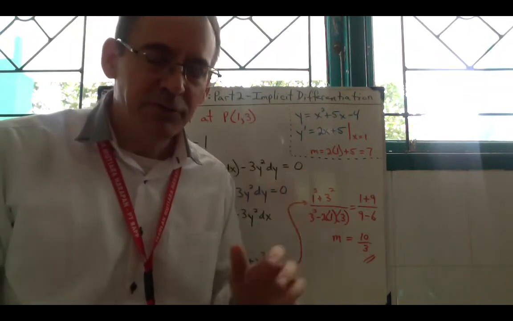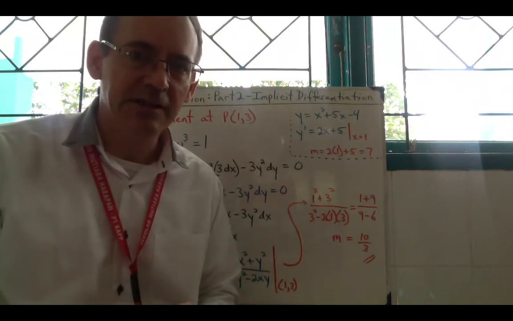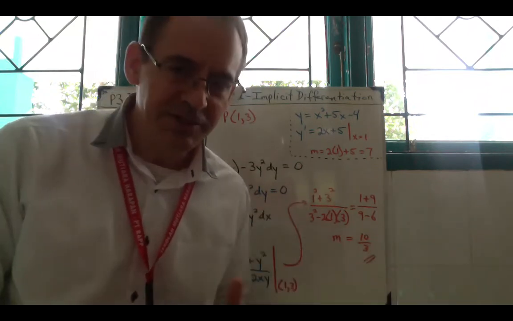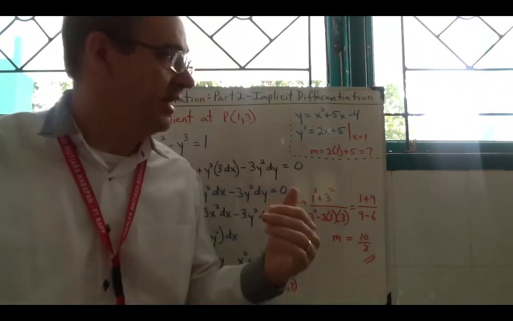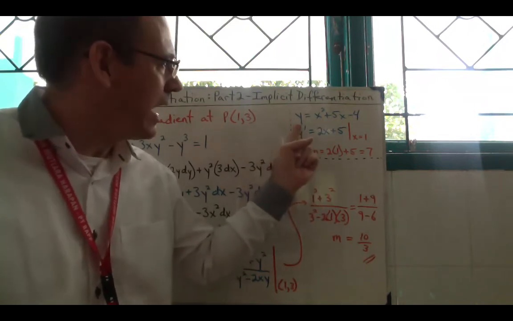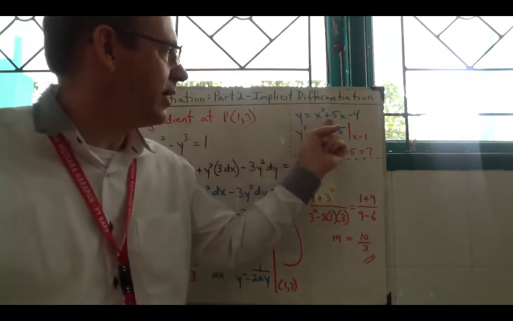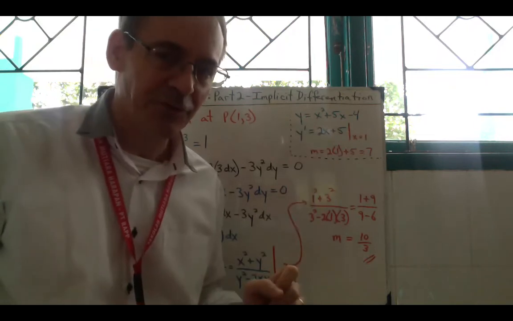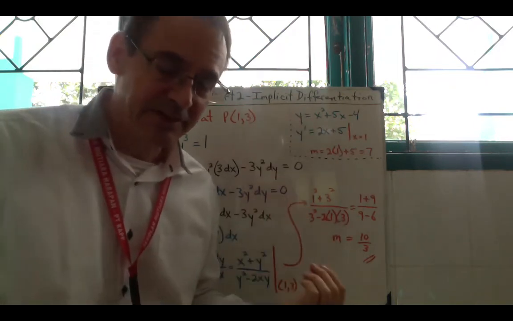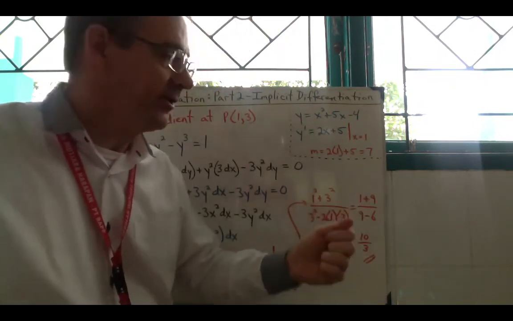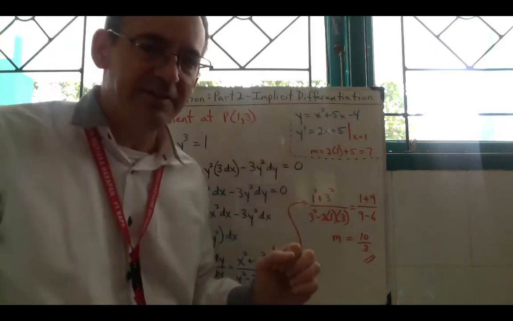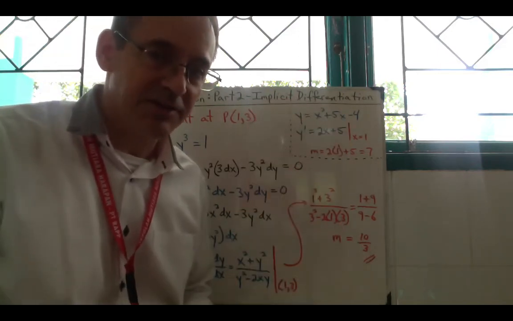Before, in Pure Maths 1, when you learned differentiation, y was already the subject of the equation. So it was something like this: y equals x squared plus 5x minus 4. This is called explicit, meaning it's very clear. y is on this side, x is on that side, and it's distinct.